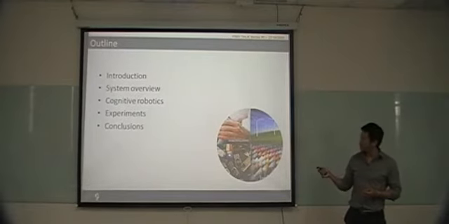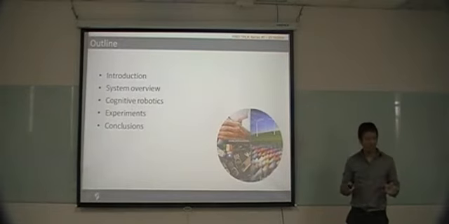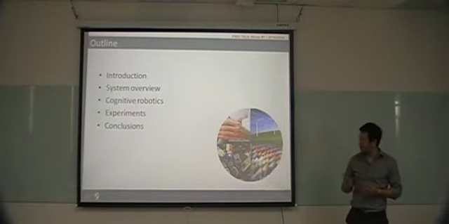Second, I'll go to system overviews, which is the robotics system. And after that, we will talk about cognitive robotics, which is one of the artificial intelligence fields that makes your robot system smarter and smarter. And after that, some experiments and some conclusions.